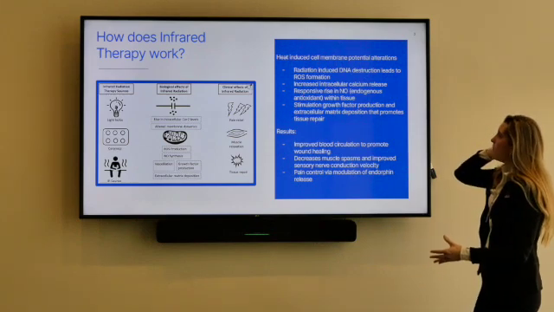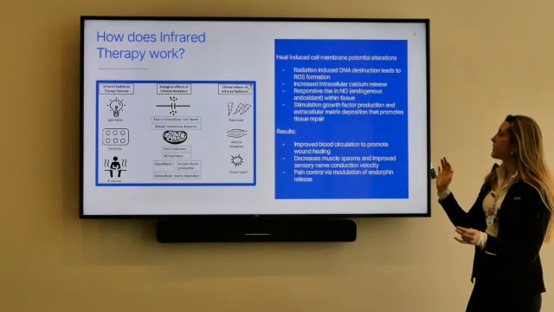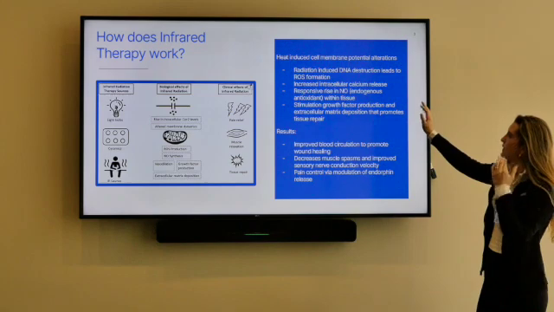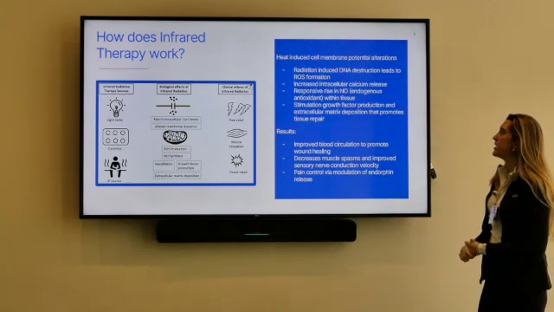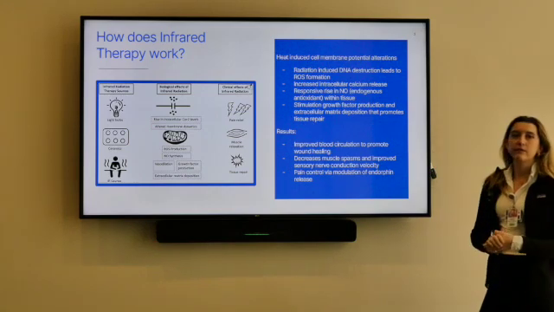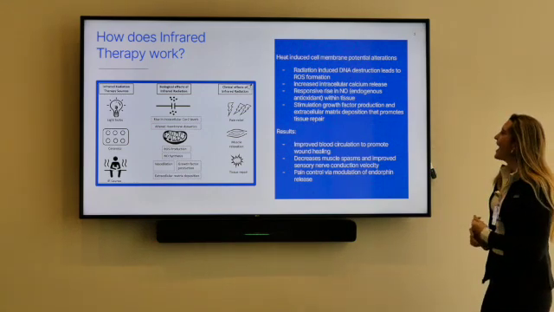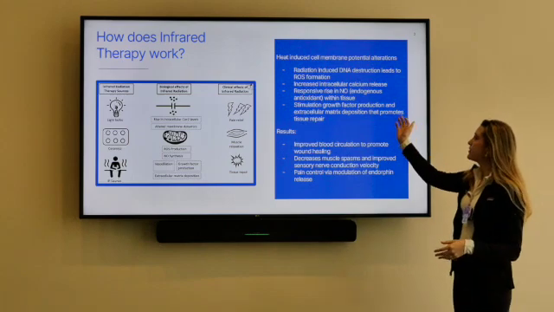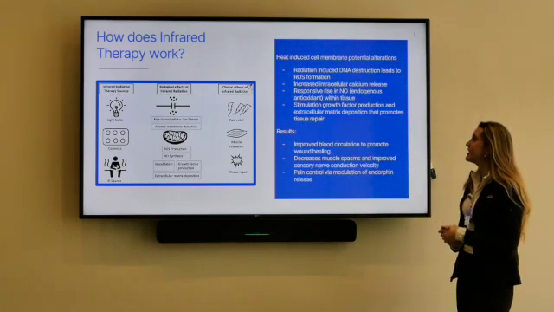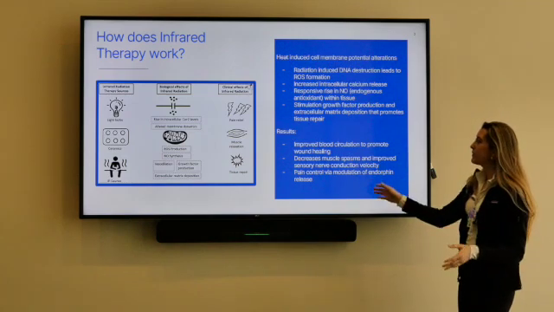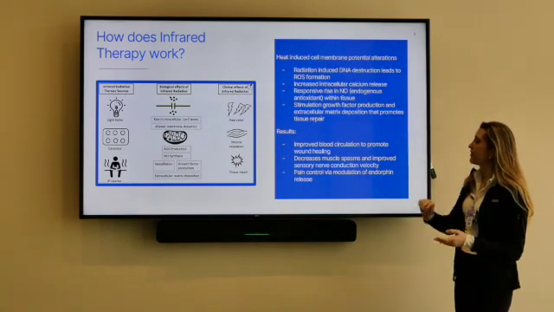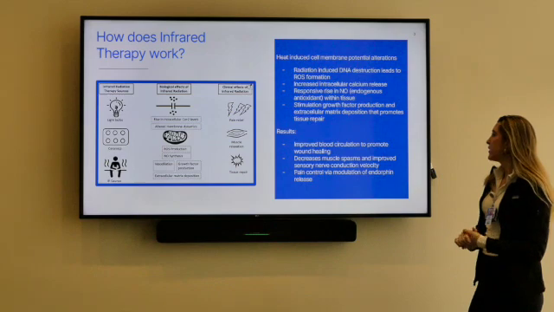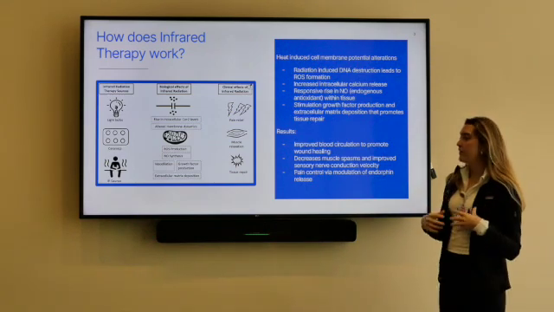So how does it work? It induces membrane potential alterations, and in doing so, the infrared radiation can induce DNA destruction, leading to ROS formation that leads to an increased intracellular calcium release, and a responsive rise in nitric oxide within the tissue. This stimulates growth factor production and extracellular matrix deposition that promotes tissue repair. And ultimately, this produces improved blood circulation from the nitric oxide release that can promote wound healing. It can decrease muscle spasms, improve sensory nerve conduction velocity, and contribute to pain control via the modulation of endorphin release.